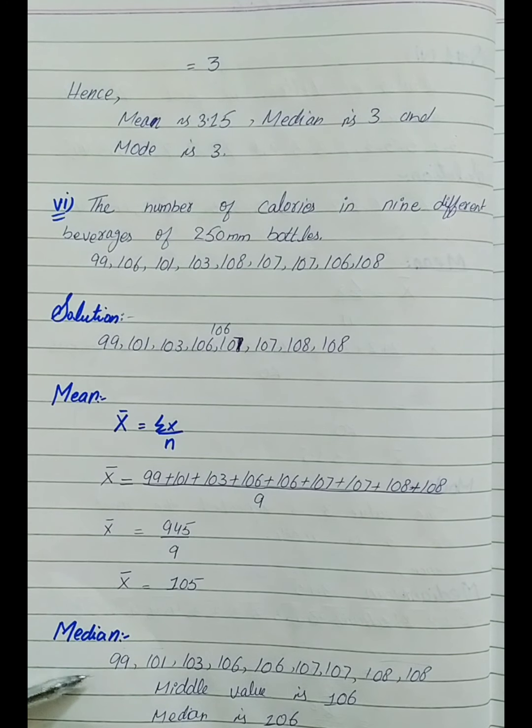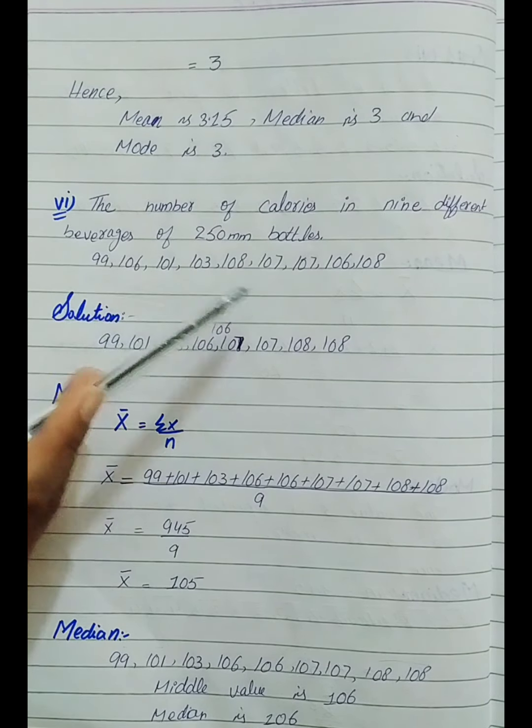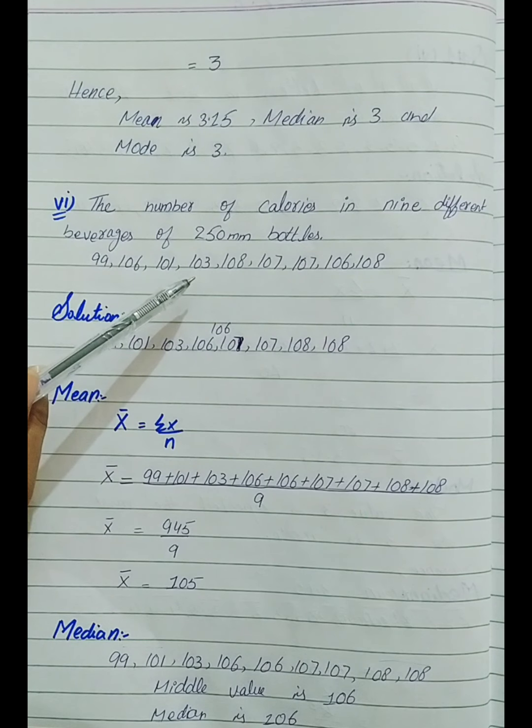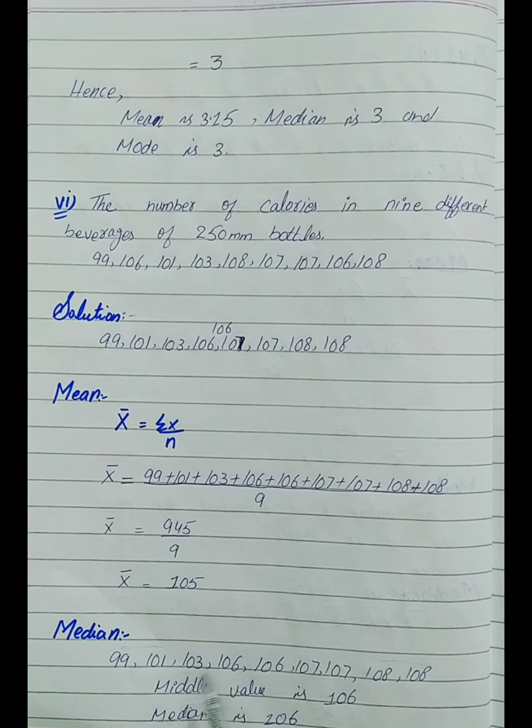Next is median. For the median, we arrange the values, and then the middle value is 106 because the values are in odd number and the count is 9.